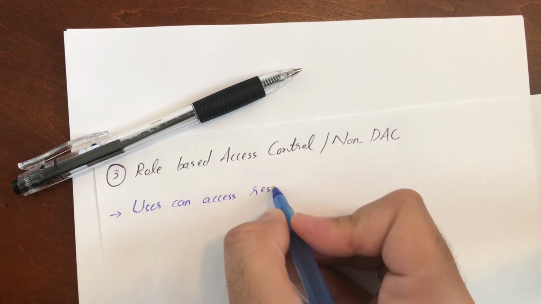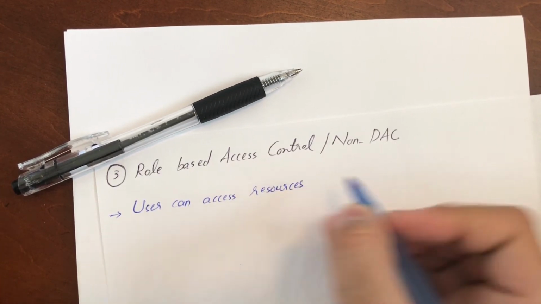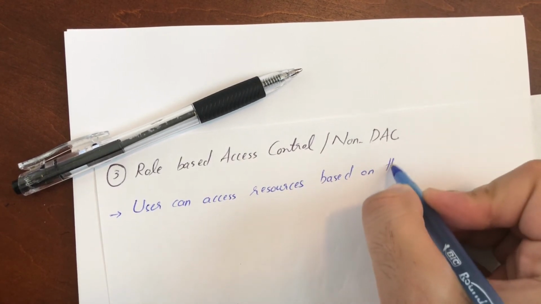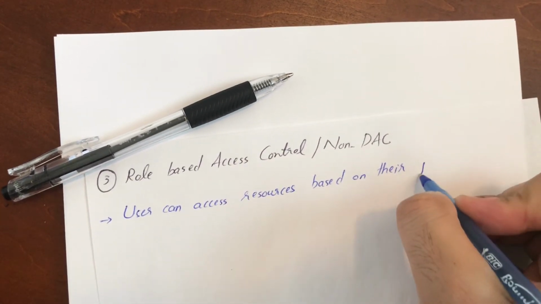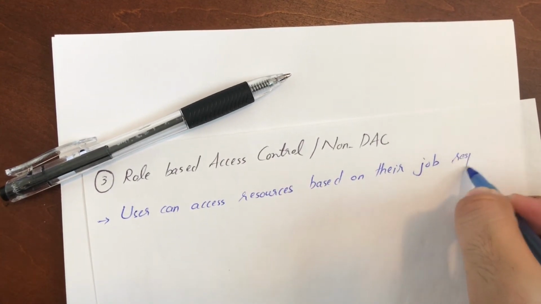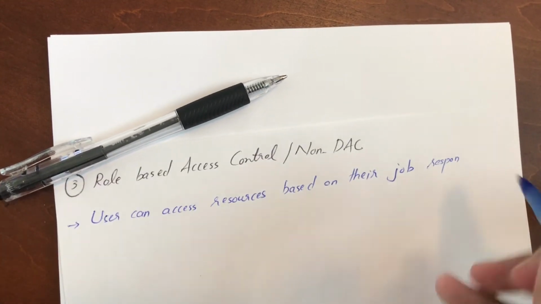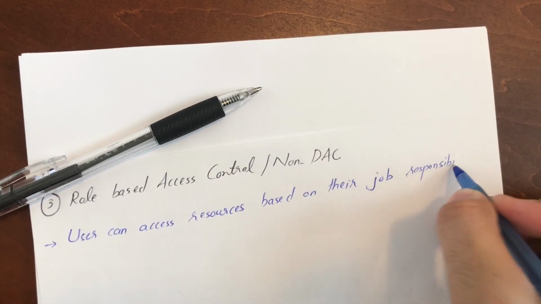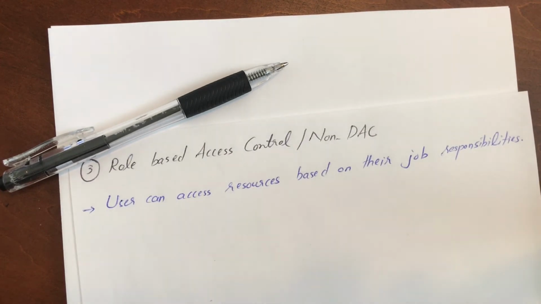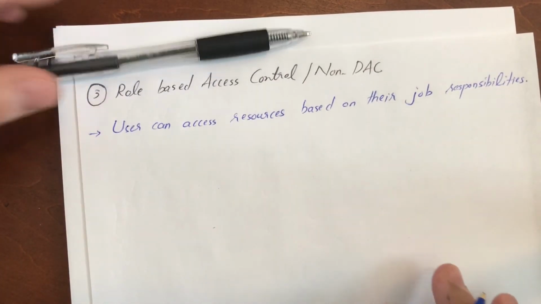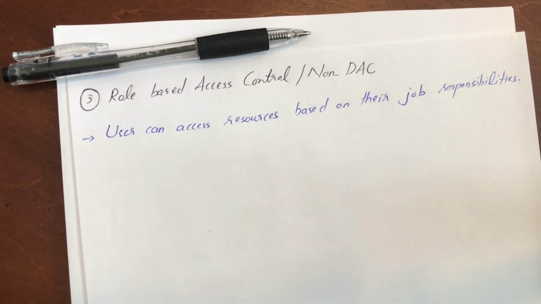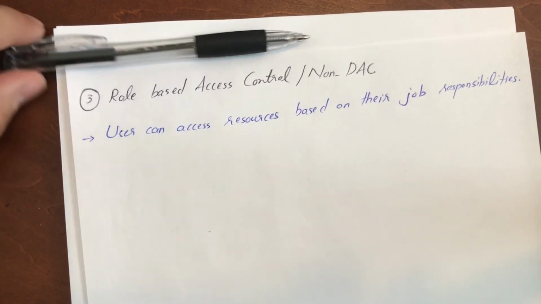resources based on their job responsibilities, or job description. So you can access those particular data, those particular things which you might need in order to perform your job. That is the role-based access control model, the most practical type, in fact.